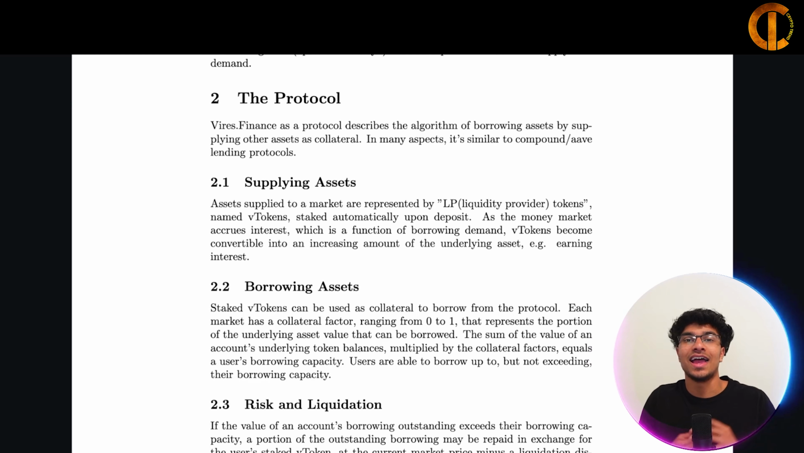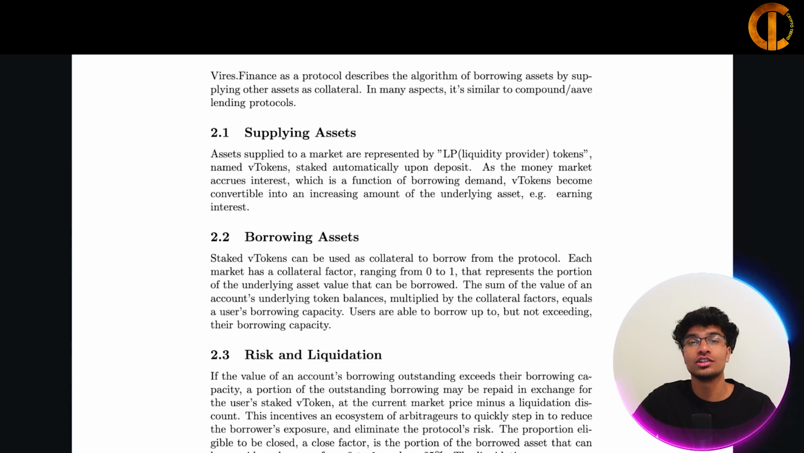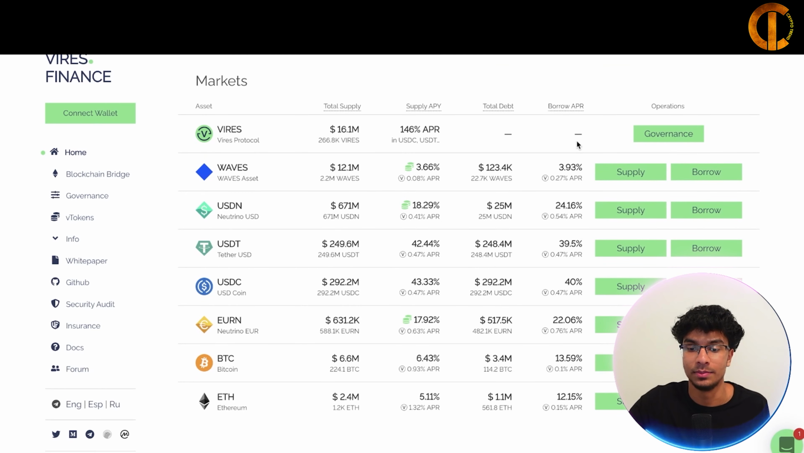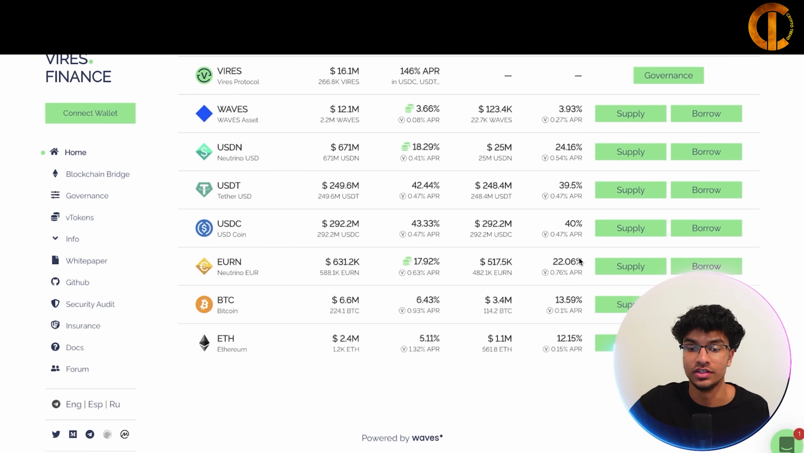So the Vires Finance protocol actually describes the algorithm of borrowing assets by supplying other assets as collateral. In many aspects, it's similar to Compound and Aave lending protocols that we've seen. And assets supplied to a market are actually represented by a liquidity provider token named V token. So these are actually staked automatically upon deposit. As the money market accrues interest, which is the function of borrowing demand, V tokens become convertible into an increasing amount of the underlying assets, for example, earning interest, which is shown over here under the borrow APR, the APR percentage for each of these assets over here.